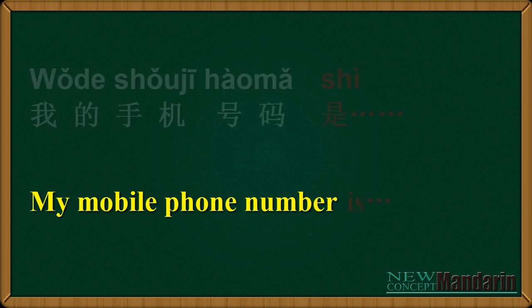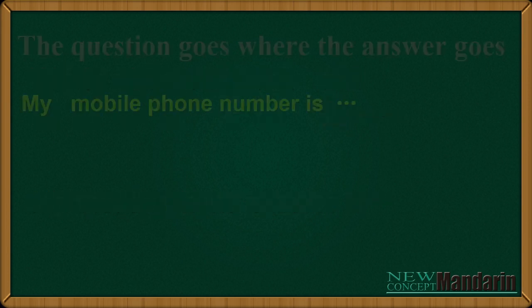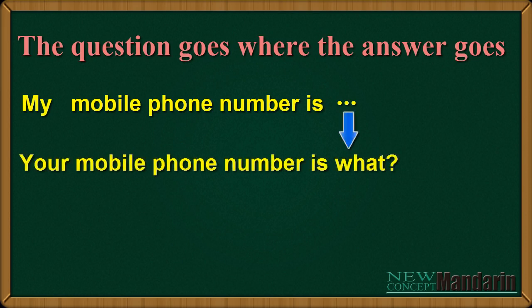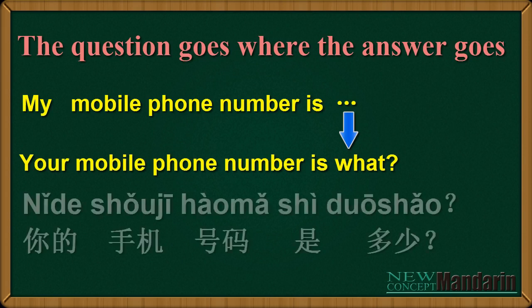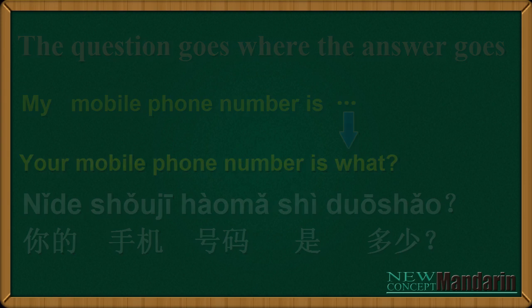My mobile phone number is, we say, 我的手机号码是。To make it a question, remember the rule, the question goes where the answer goes. Your mobile phone number is what? So the sentence is 你的手机号码是多少？你的手机号码是多少？Okay, let's listen to a dialogue about asking for mobile phone numbers.